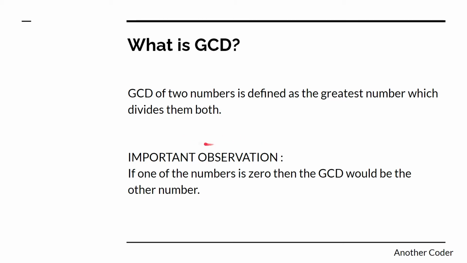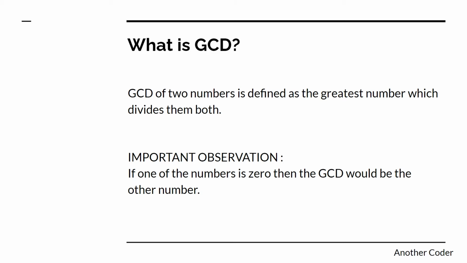So mathematically, as the mathematical definition states, GCD of two numbers is defined as the greatest number which divides both of those two numbers. Right. So the definition is very simple. If we are talking about the GCD of two numbers, it is defined as the greatest number which divides both of the numbers.